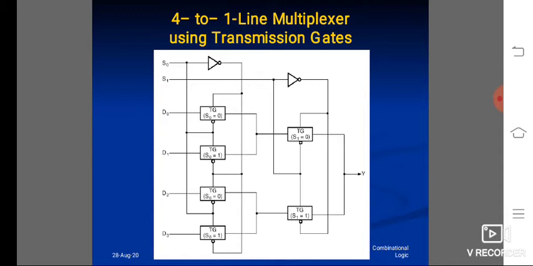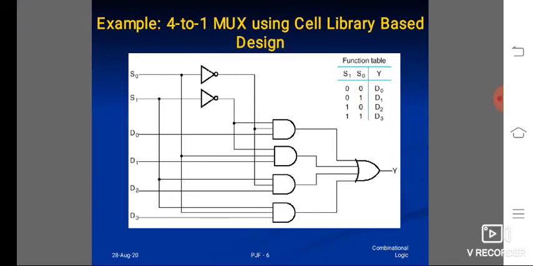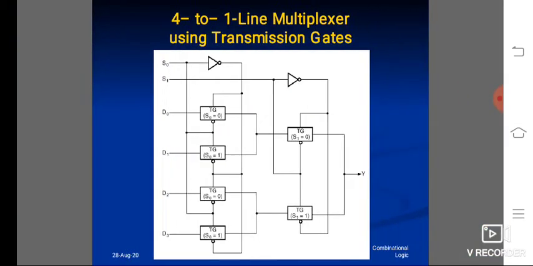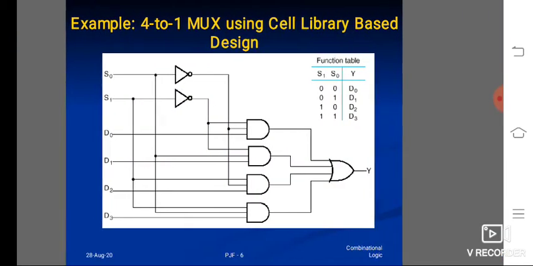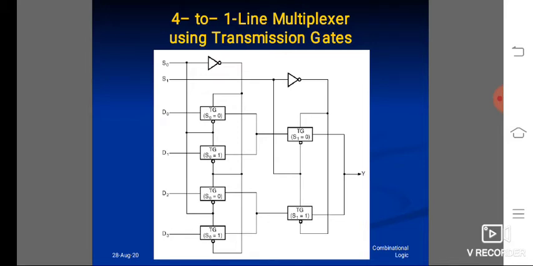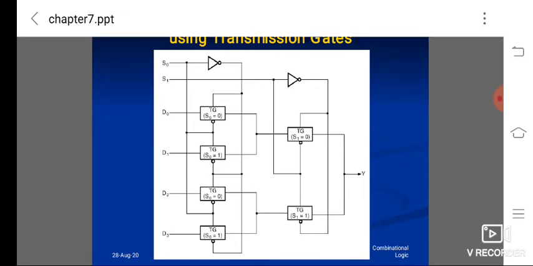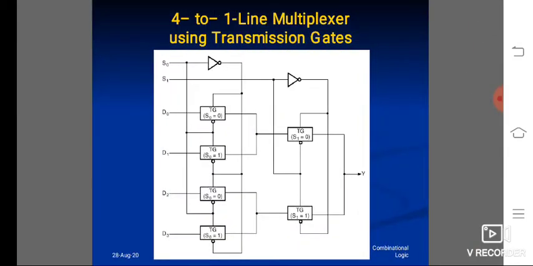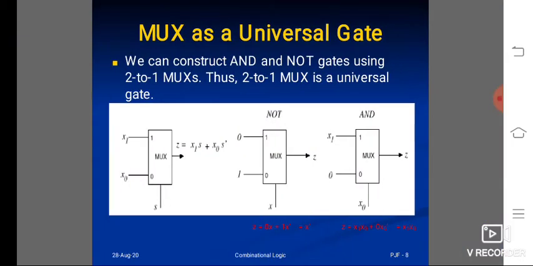Next is the 4 to 1 multiplexer using transmission gates. This is not in our curriculum; it is from an MTech point of view. In the same design, where AND gates and an OR gate were placed, we use transmission gates instead. Transmission gates also have inputs, and based on them we design the circuit. Those are not in our curriculum, so I am skipping the topic.